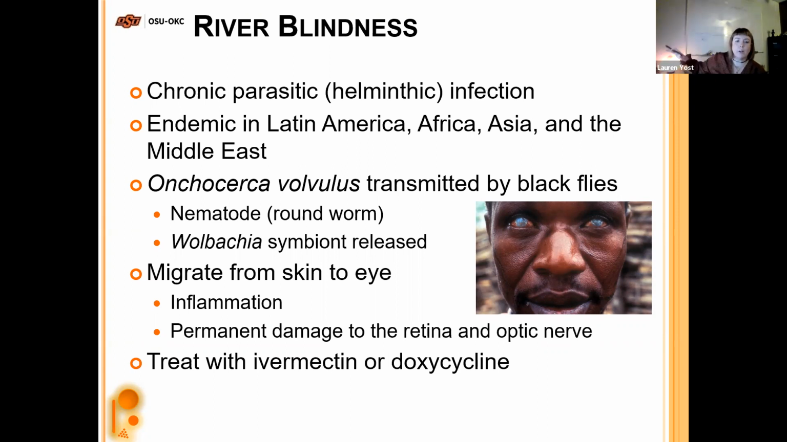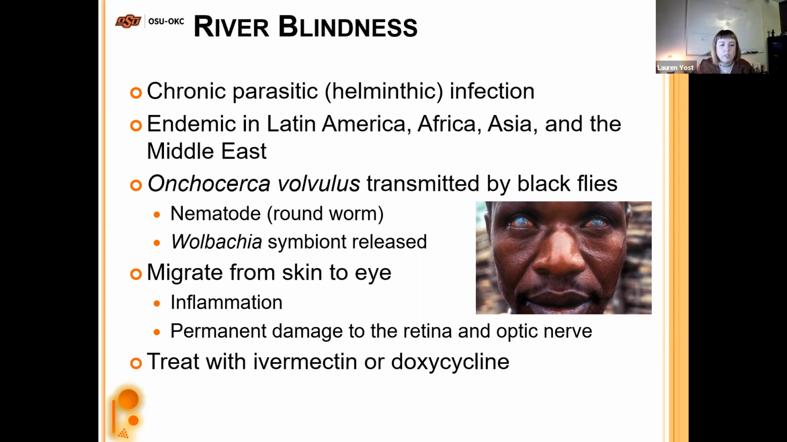Anyways, the person gets bit by the black fly, and the worms from the fly get into your skin. And then they migrate into the eye because worms are gross like that. It causes a lot of inflammation in the eye, of course, because your body's trying to fight it off. It can cause permanent damage to the retina and the optic nerve as a result of infection with these worms. We would treat this with ivermectin and doxycycline as well, just to be sure that we're killing off that worm and its parasites. So yeah, ivermectin, pretty common treatment for worms.